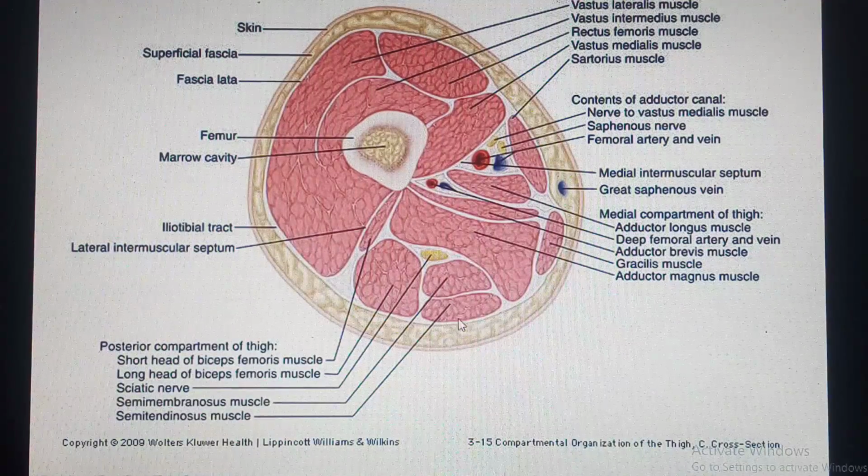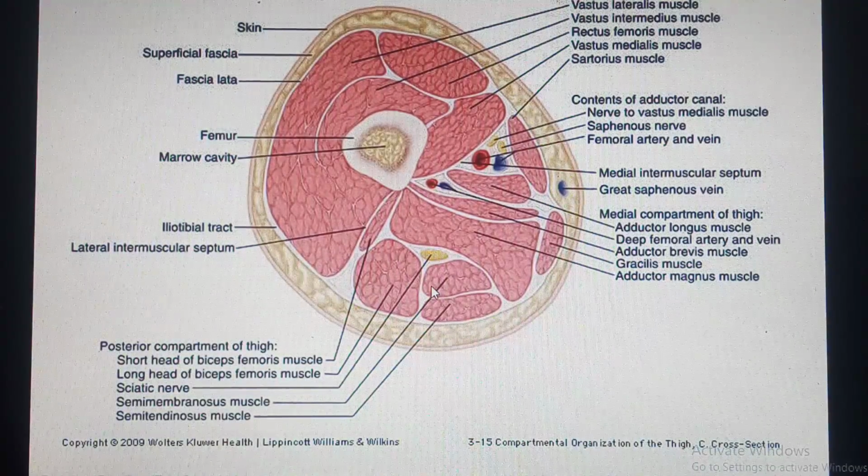Now, for the posterior compartment of the thigh, remember that I told you that as you move this way, we are going laterally. Now laterally, we are going to have the biceps femoris, having two heads. So more laterally, we are going to have the short head of biceps femoris muscle. And as you come deeper, this is quite substantial compared to this one, will be the long head of biceps femoris muscle.